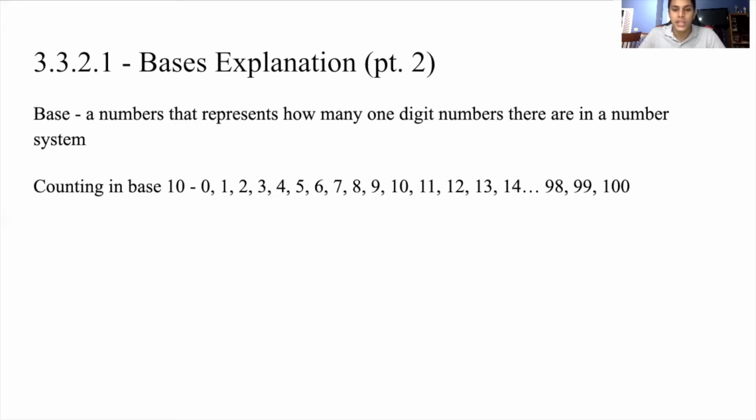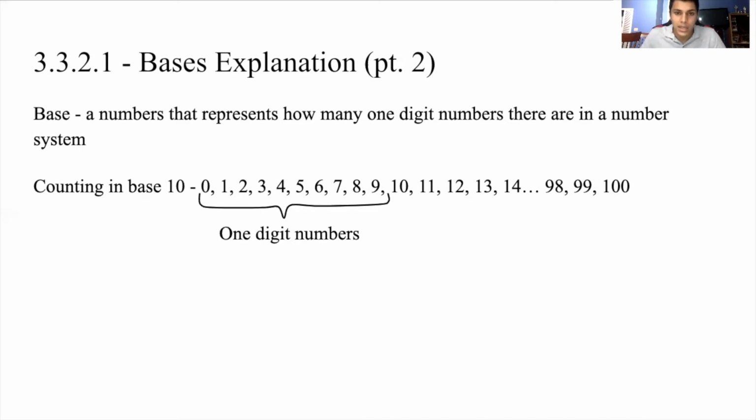But in order to understand what bases are, we need to break down how we count in different bases. So in base 10, these are all the one-digit numbers: 0, 1, 2, 3, 4, 5, 6, 7, 8, and 9. These are the only one-digit numbers that you have in base 10, and every single number you can possibly think of is made of these one-digit numbers. For example, 12 is made of a 1 and a 2. 98 is made of a 9 and an 8. 1,243 would be made of a 1, 2, 4, and 3. And you don't have any other one-digit numbers in base 10.